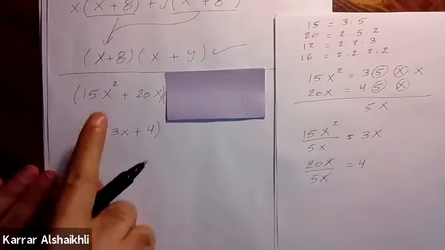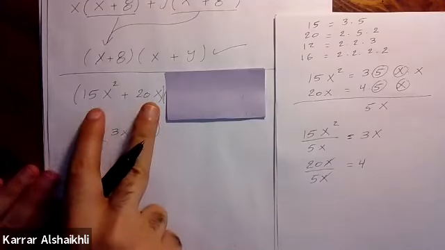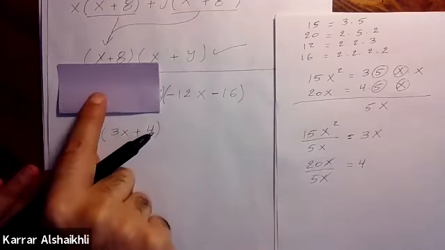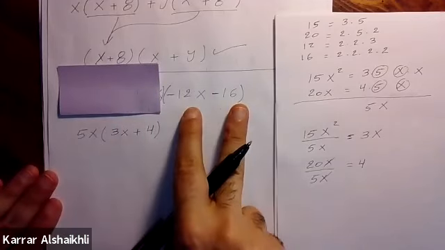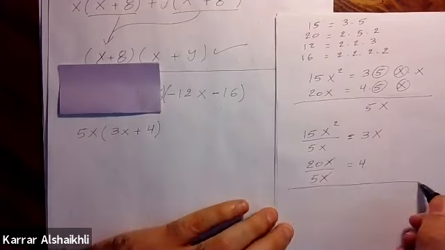So this is the GCF between these two terms, and this is the leftover. So we're done with the first group. I'm going to hide the first group to work on the second group. We're going to do exactly the same steps.